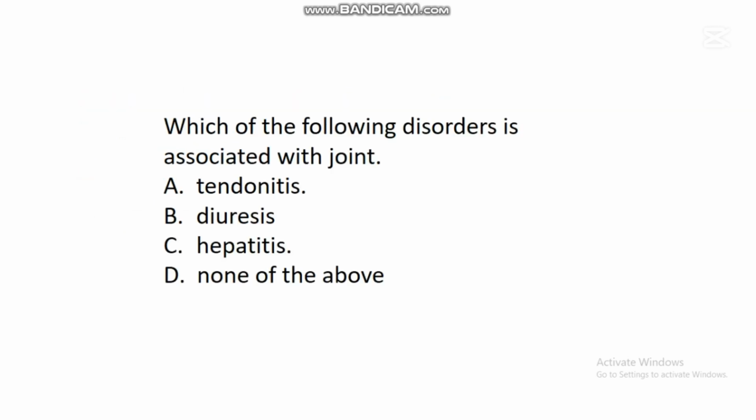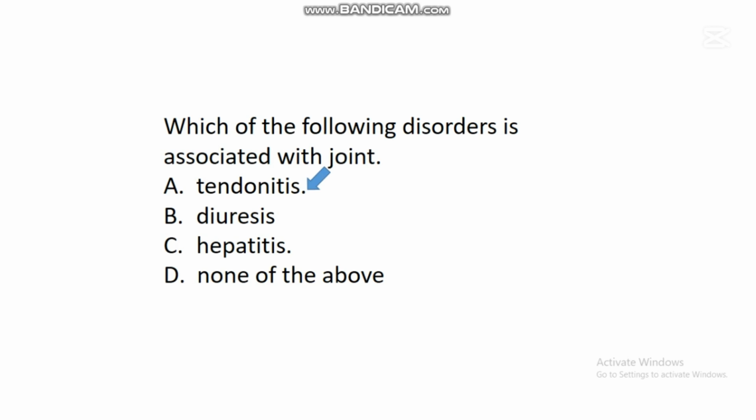The next question says, which of the following disorders is associated with joints? A. Tendonitis, B. Diuresis, C. Hepatitis, D. None of the above. In this question, the correct answer is A. Tendonitis. This tendonitis is one of the joint-related problems.